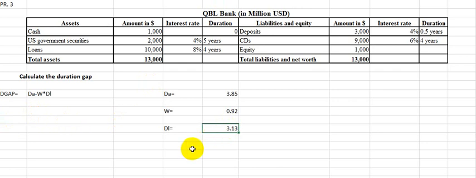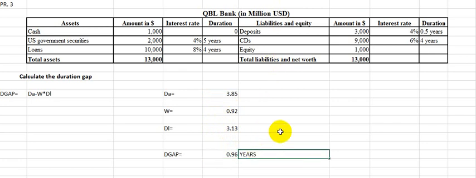And finally, the duration gap will be equal to the duration of assets minus W times the duration of liabilities, and it's almost a year, so 0.96 years, which means a positive duration gap.